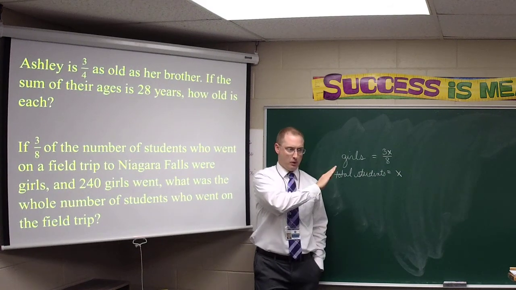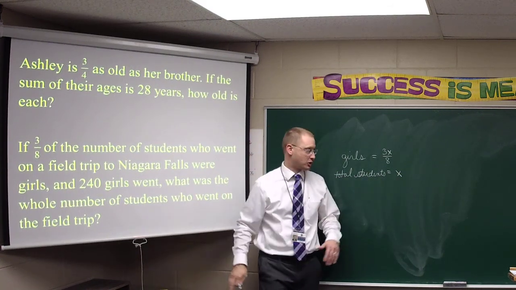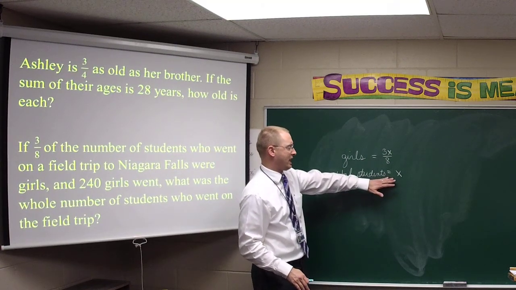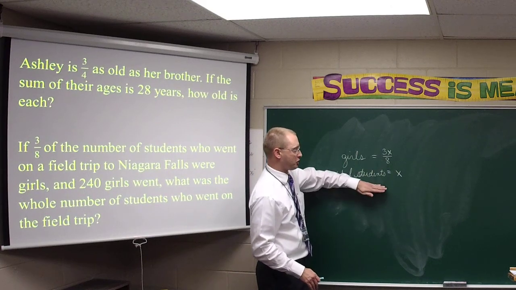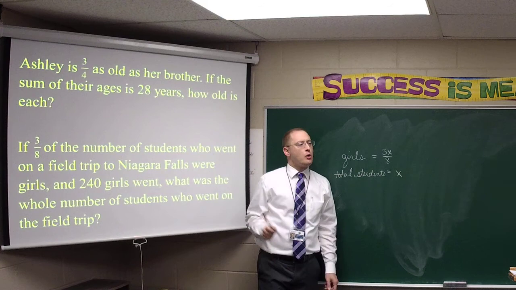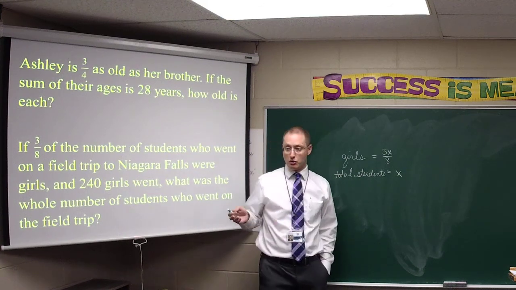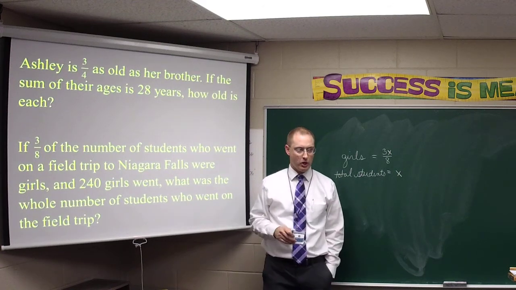Questions on that step? We don't know how many students went. That's also, by the way, the thing that's asked in the last question, but that's not always meaning it's X. But the fact that it says that 3/8 of the total students were girls, total students X, 3/8 X girls. Questions? We want to use the number we haven't used yet to make our equation. What's the number we haven't used yet, Brandon?